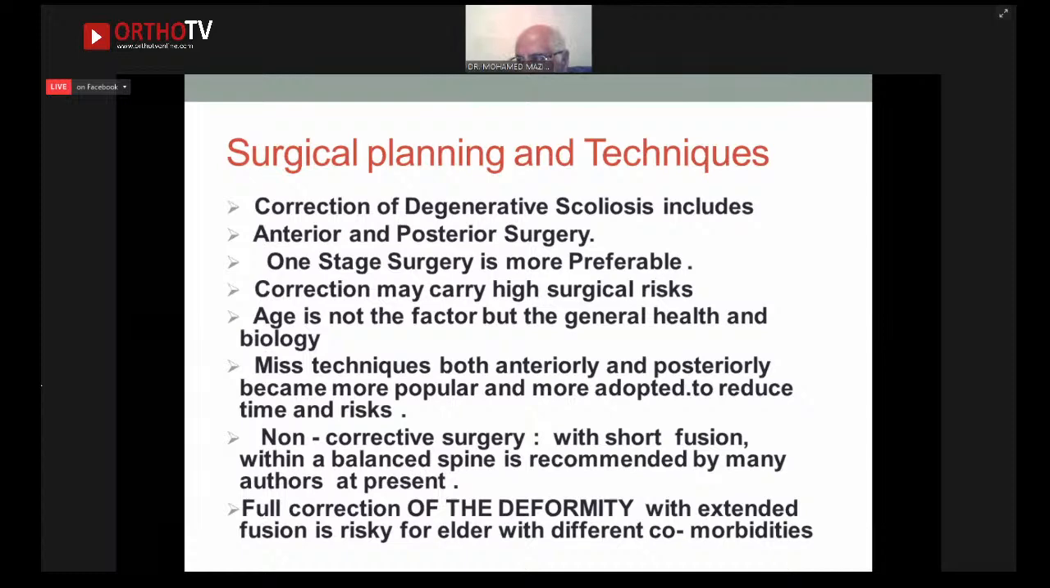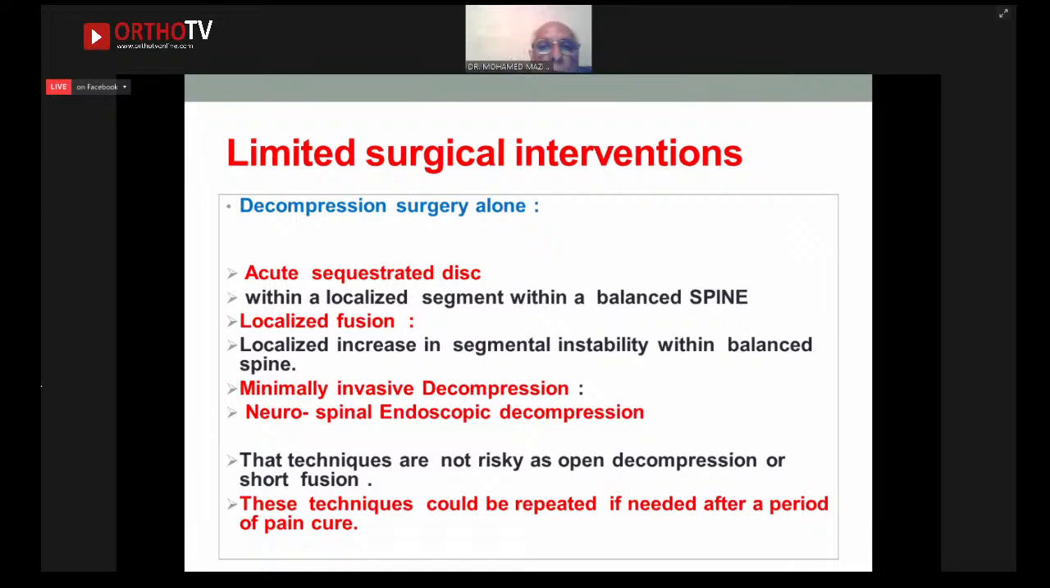Decompression surgery alone: if you have an acute sequestrated disc at an elder age, like I said before, within a localized segment, within a balanced spine, the treatment is endoscopic or microscopic or limited interlaminar fenestration technique.